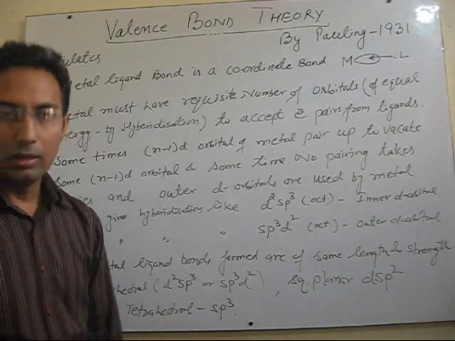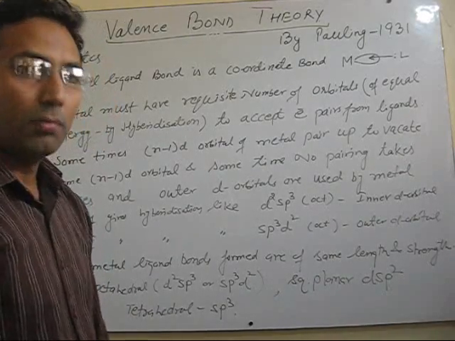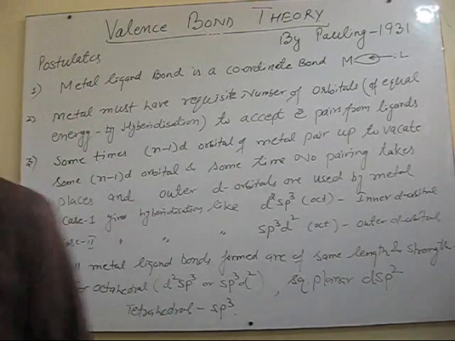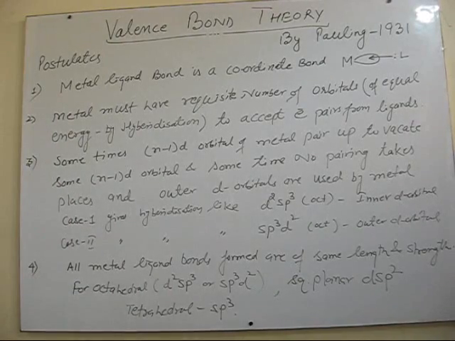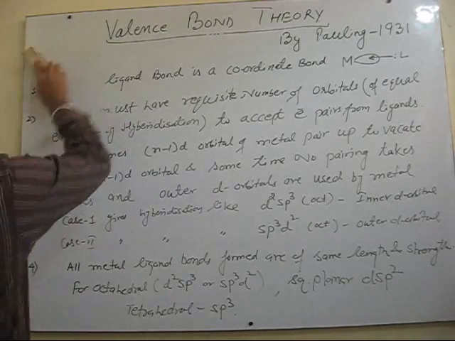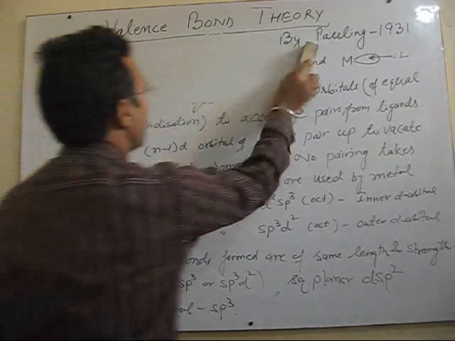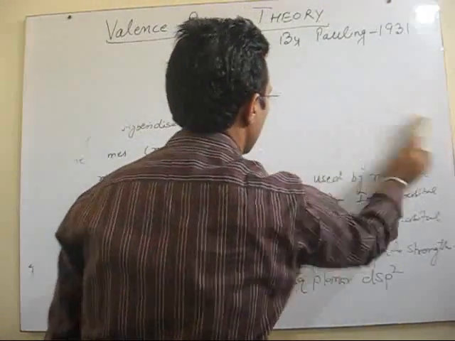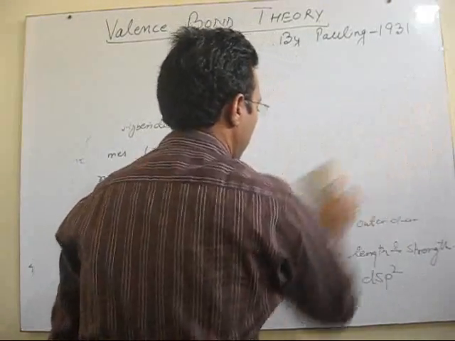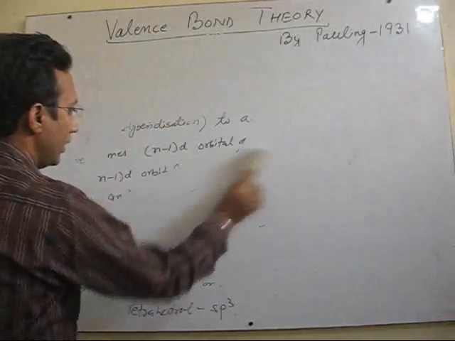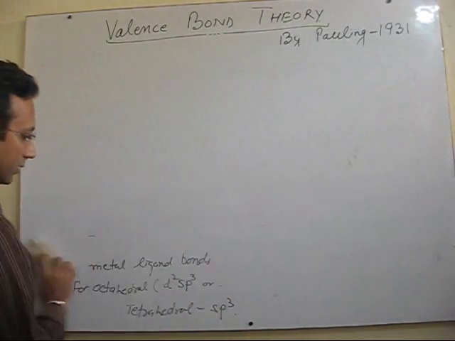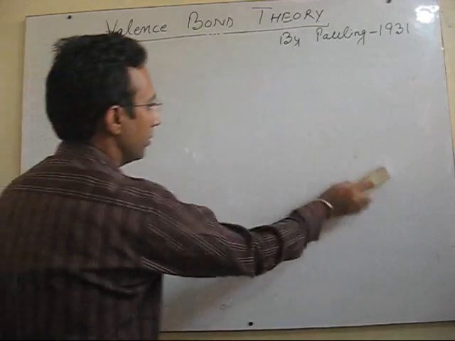Now let's start by taking some examples from octahedral cases. First we'll take up some examples for the complexes which are octahedral, that is, coordination number 6 around the metal.